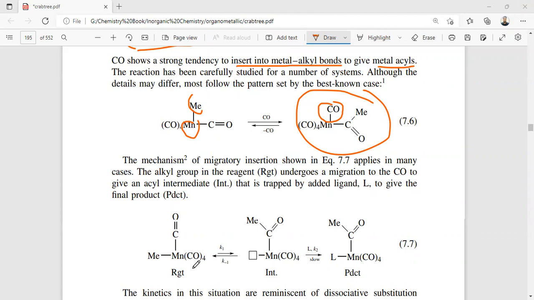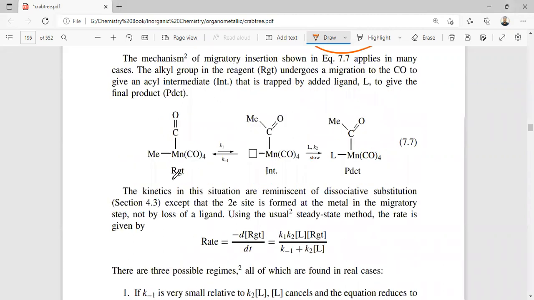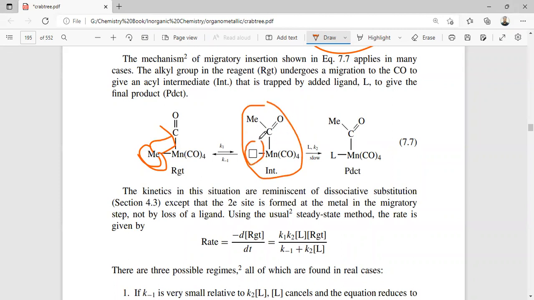So here in this reagent, Mn(CO)5(COMe), the Me is inserted into the CO bond to form this acyl intermediate. A vacant site is formed, and another L ligand will connect to form this final product.